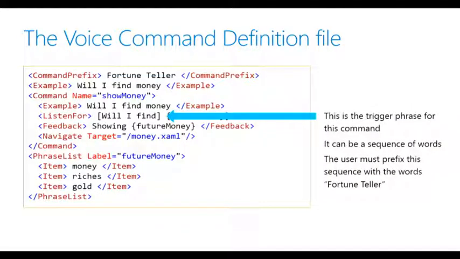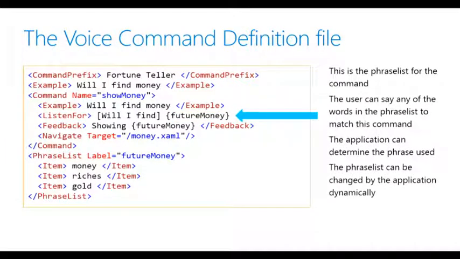And then this is actually what it is going to listen for. So this is the trigger. The command will say fortune teller, will I find? But actually this is in square brackets, so this little bit is optional. And then the next bit, this is another bit of the phrase, and this is in curly brackets because this actually is variable. This future money is the name of that phrase list at the bottom. So the options for this command are will I find money, will I find riches, or will I find gold? They're all different ways of asking the same command.